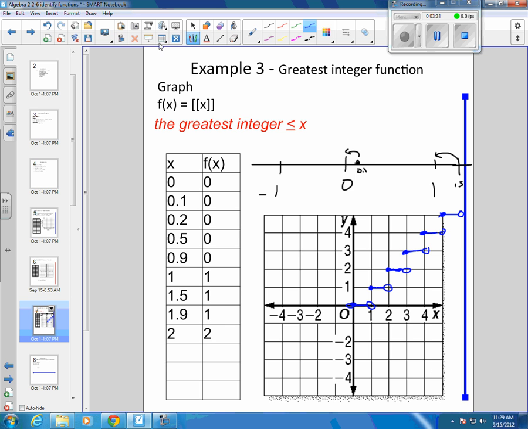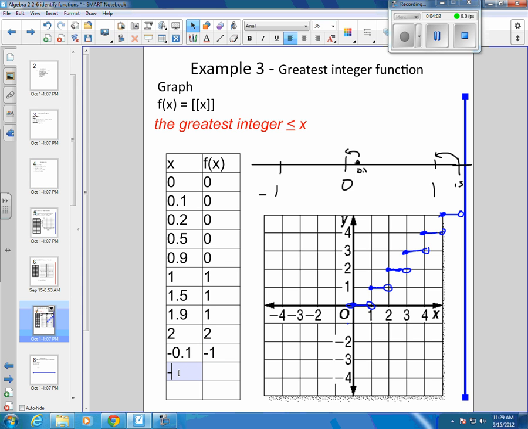Okay, so what about negative? What if I am at a negative 0.1? If I'm at negative 0.1, then I am less than 0, right? So the greatest integer that would be less than or equal to this point would be negative 1. So that's going to go right here. Negative 1/2, let's put in there, that's going to be a negative 1.